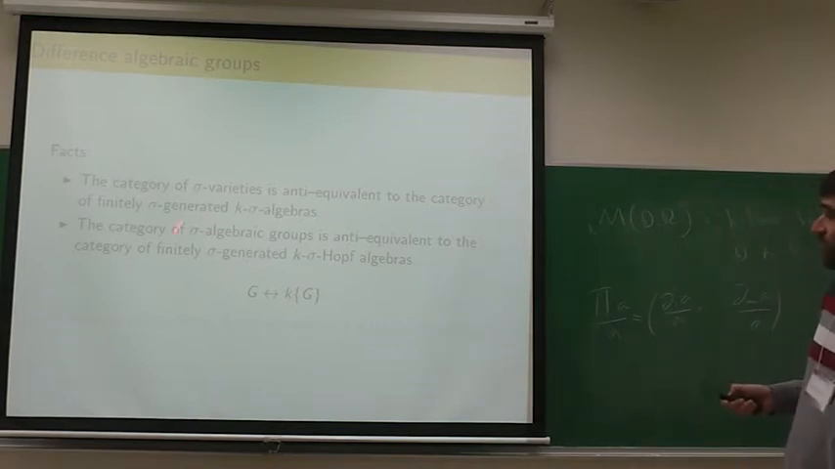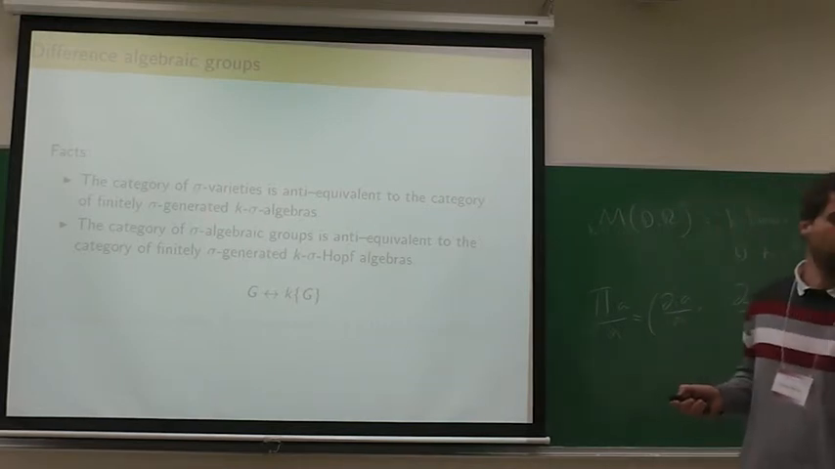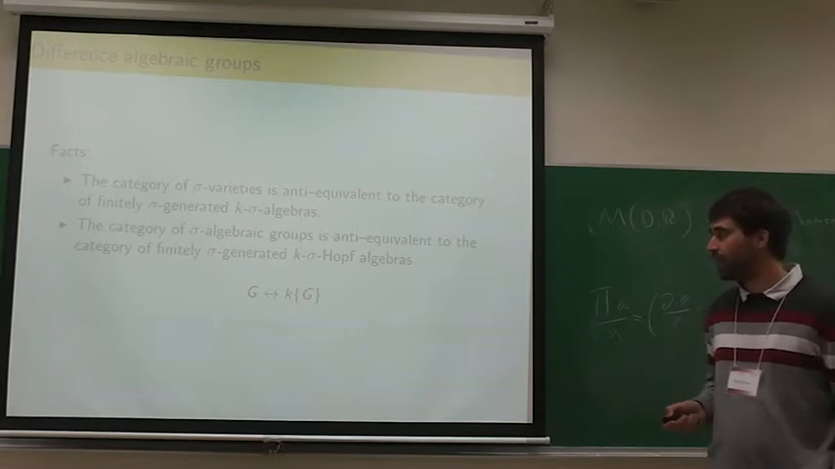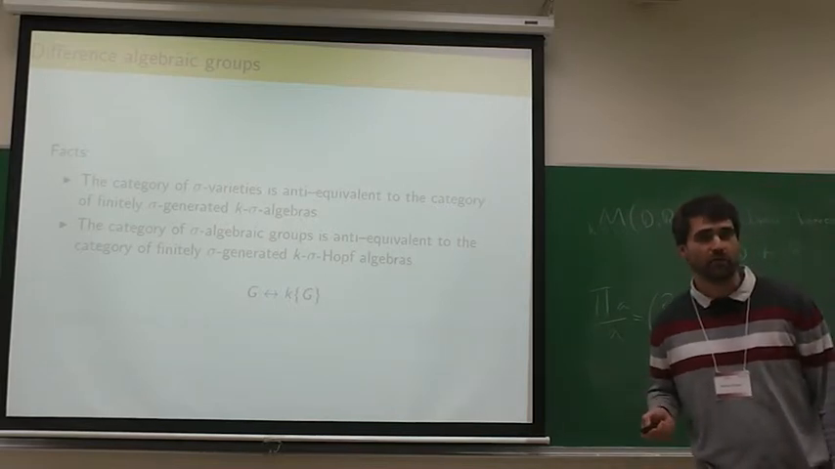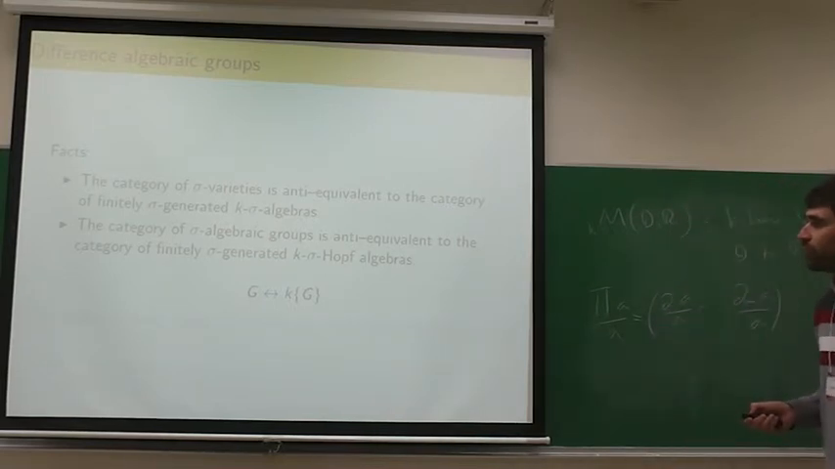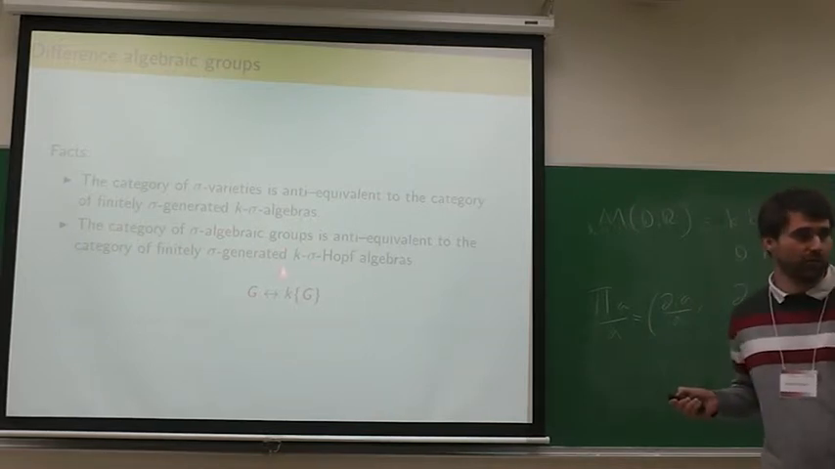So this is really very similar to the theory of algebraic groups. You know, algebraic groups are anti-equivalent to the category of Hopf algebras which are finitely generated as algebras. Okay, and so if you have a difference algebraic group G, you denote the corresponding Hopf algebra with K[G].